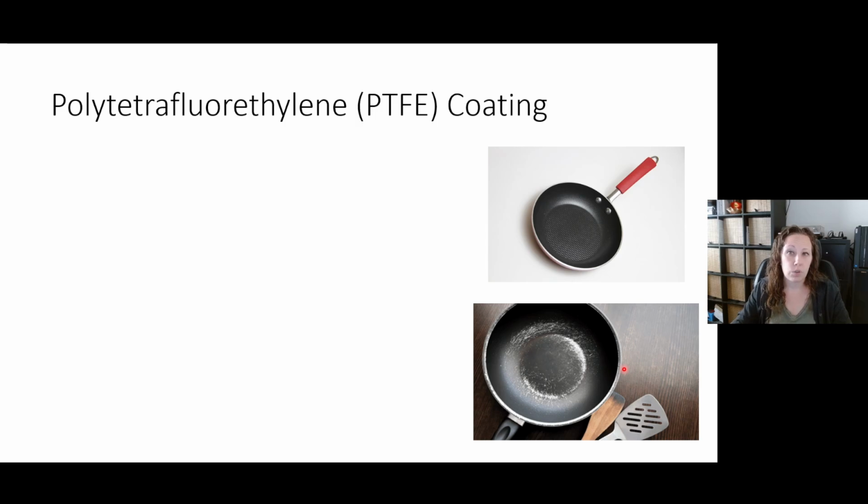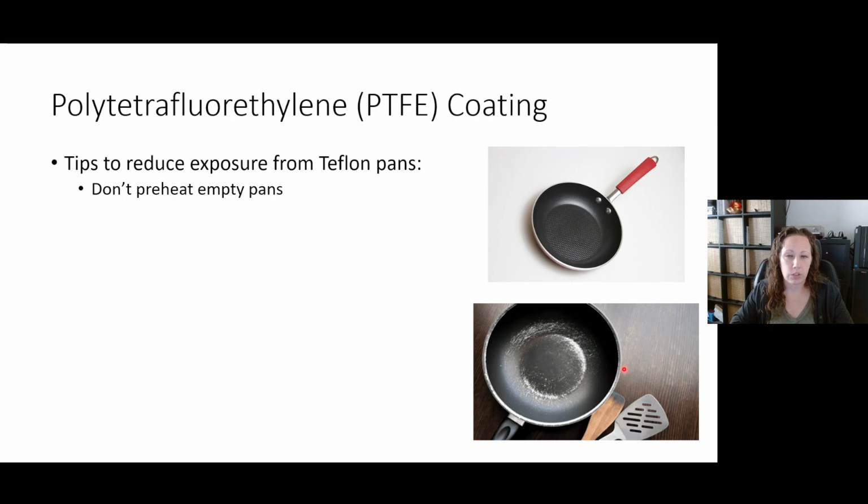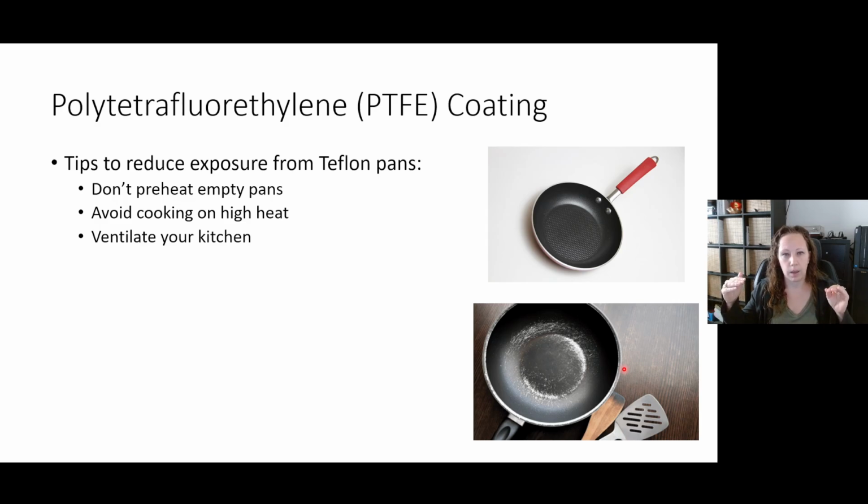So some tips to reduce exposure from Teflon pans if you are still using them. Don't preheat empty pans. You don't want them to get to that 500 degrees Fahrenheit level, which is more likely if you're just heating a pan by itself. Avoid cooking on high heat. Ventilate your kitchen, because a lot of these chemicals become airborne when you're cooking. So just get it out of your kitchen as soon as it comes up.